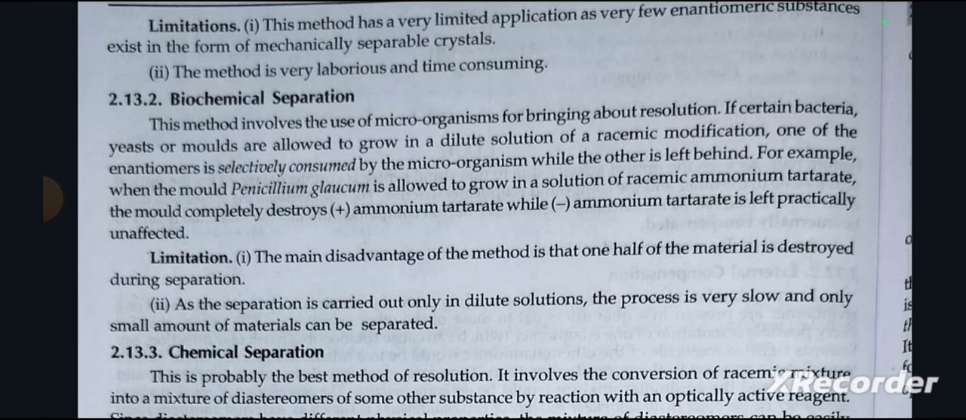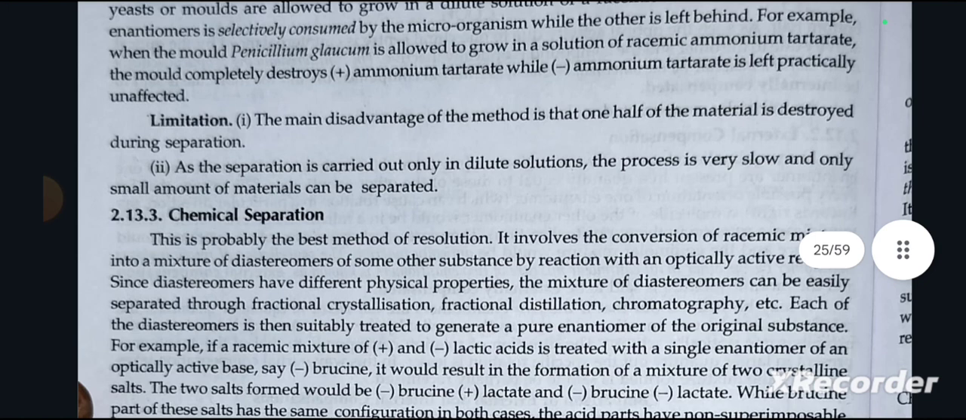2.13.2 Biochemical separation. This method involves the use of microorganisms for bringing about resolution. If certain bacteria, yeast, or mold are allowed to grow in a dilute solution of a racemic modification, one of the enantiomers is selectively consumed by the microorganisms while the other is left behind. For example, when the mold Penicillium glaucum is allowed to grow in a solution of ammonium tartrate, the mold completely consumes plus ammonium tartrate, while minus ammonium tartrate is left practically unaffected.